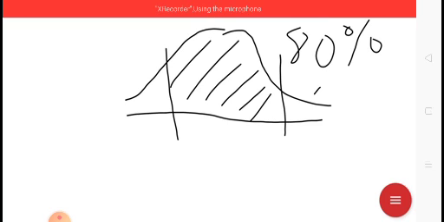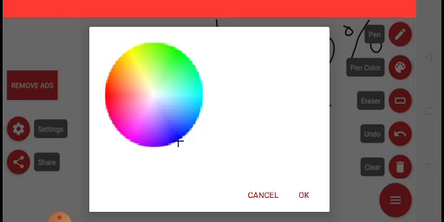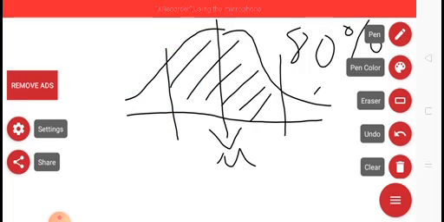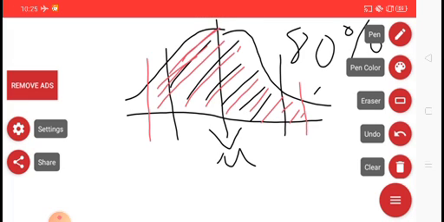Eighty percent contain the mean. Where is the mean? The mean will be at the center here. Now I will use different colors. Let's say now I want to show the 95%. 95% is here. So if 80% contain the mean, 95% must contain the mean also, because the mean will be at the center, right?